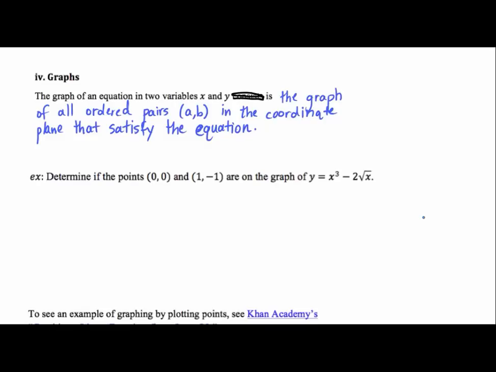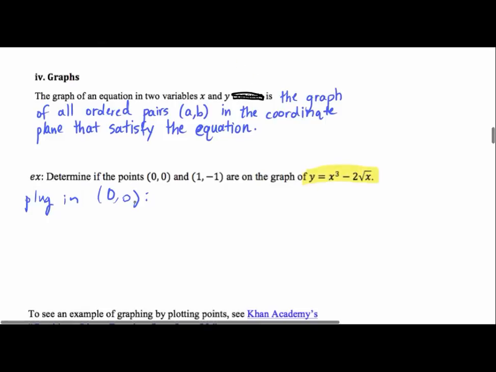For now we're just going to look at how to see if a certain point is on the graph. What do we want to do with the point 0, 0 to see if it's on the graph of this equation? Plug it in, right? If it works, then it's on the graph, otherwise it doesn't. So let's plug in 0, comma, 0. And we're going to check and see, does it satisfy this equation right here? y equals x cubed minus 2 root x.